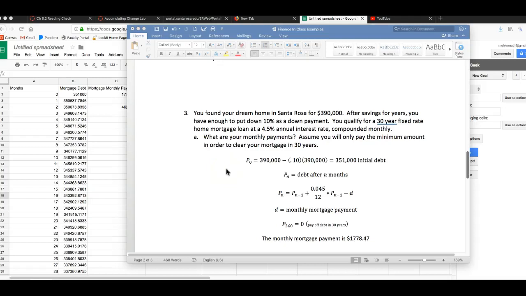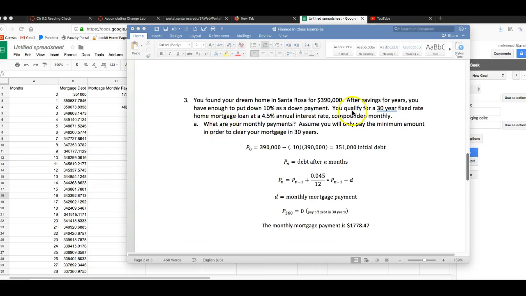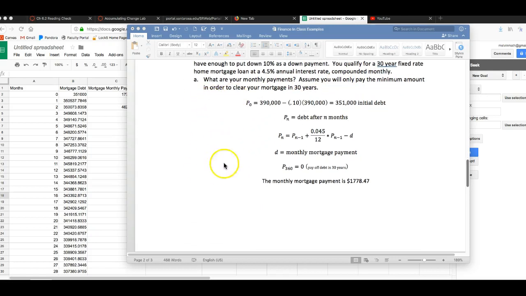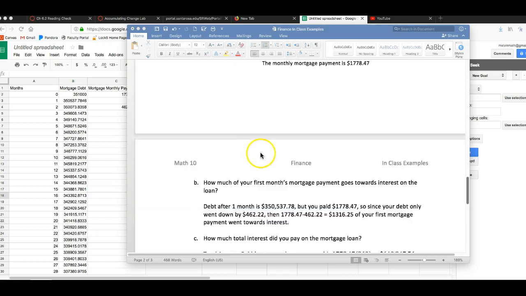All right, welcome to our video series looking at analyzing home mortgage loans using Google Sheets. As a quick reminder, you want to buy a house at $390,000, but you've saved 10% for down payment. In the last two videos, we looked at a 30-year fixed rate home mortgage with a 4.5% annual interest rate, compounded monthly. We used Google Sheets' Goal Seek function to get the monthly mortgage payment to be $1,778.47.